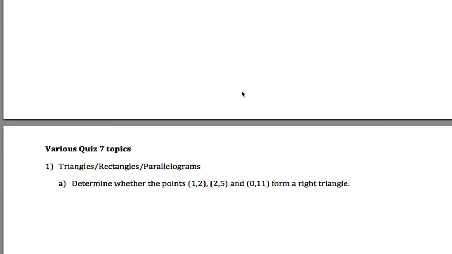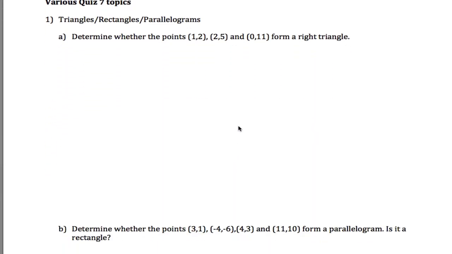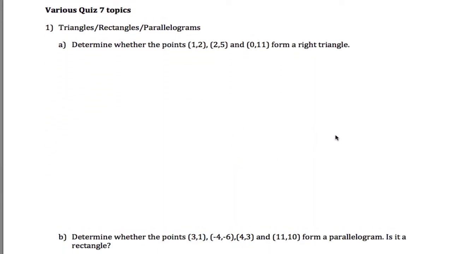All right, without further ado, we'll start with some quiz 7 topics. In quiz 7, it starts out doing some geometry stuff. So one thing you might be asked is to determine whether 3 points form a right triangle. You can get a ballpark idea by graphing these points. It looks like they're all in the first quadrant.